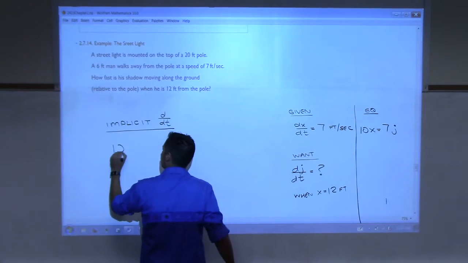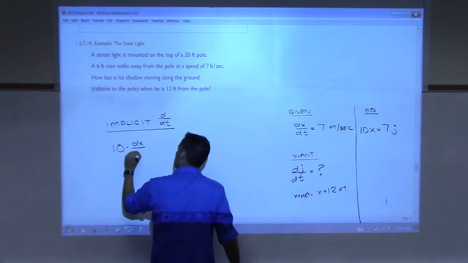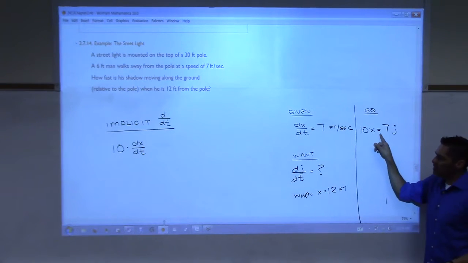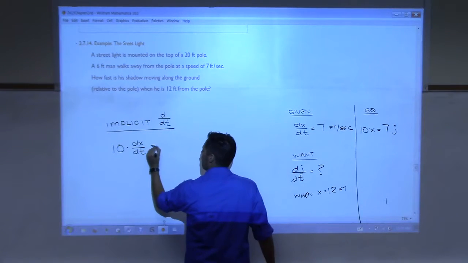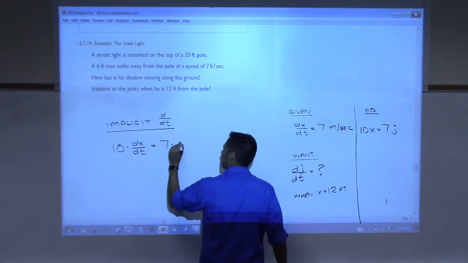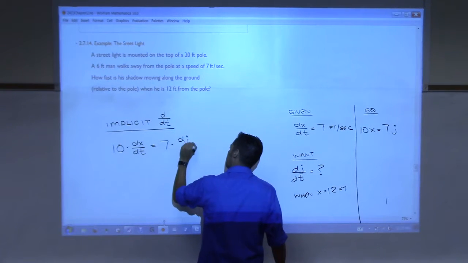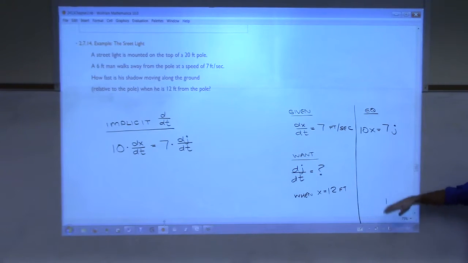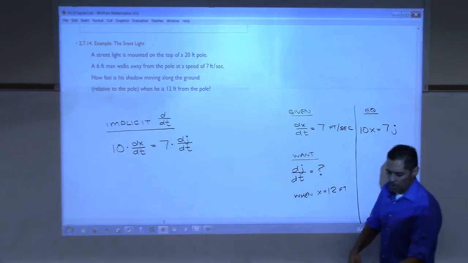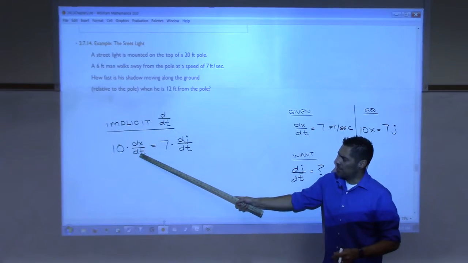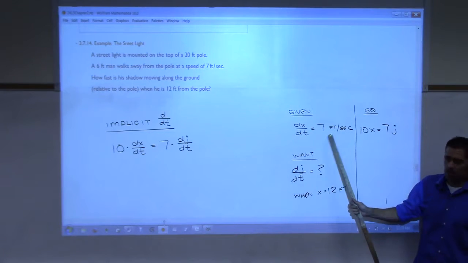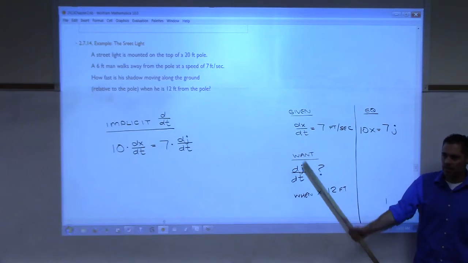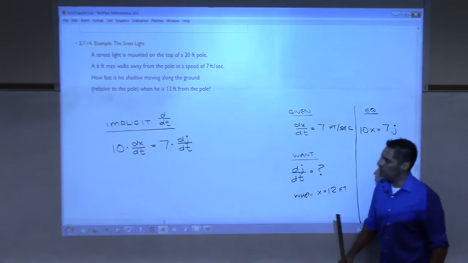So 10 dx/dt, the 10 just came along, right? And then I took the derivative of x with respect to time, which is just dx/dt. That must equal, the 7's just going to come along, and then the derivative of j with respect to t, which is dj/dt, right? And now if you look back at what we have, dx/dt we have, right? dj/dt is what we want, right? So I have everything I need to answer the question. So let's get the solution.